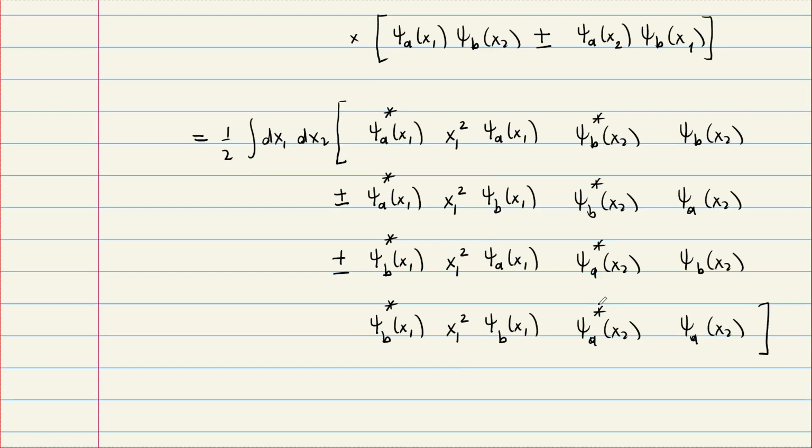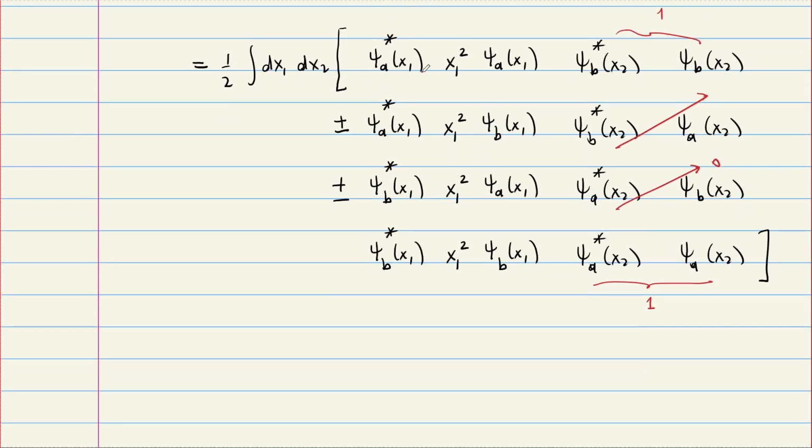Now let's clear some mess. So b and a are orthonormal, right? When I integrate over x2, this is going to be 0. So I don't need to consider this middle term. And a and b are orthonormal. This is going to be 0. Nothing to consider here. So this one, like b, b, this is going to be 1. Nothing to consider. And this is going to be 1. Again, nothing to consider.